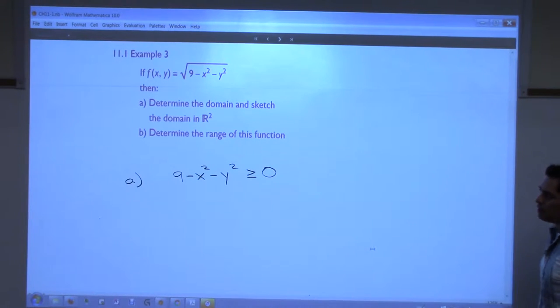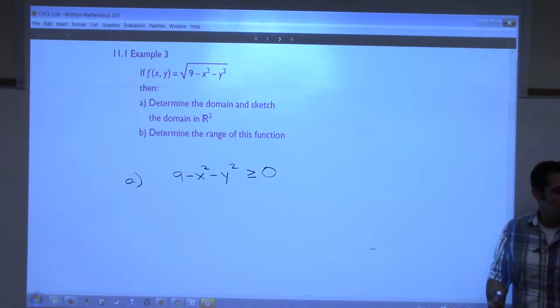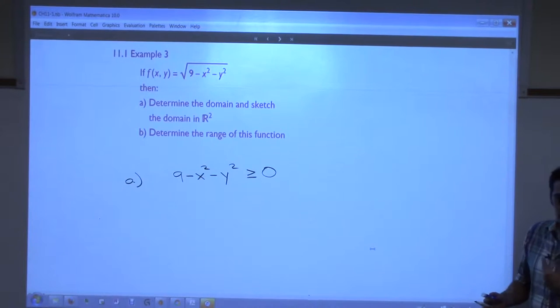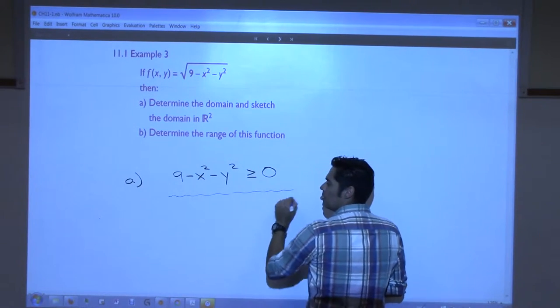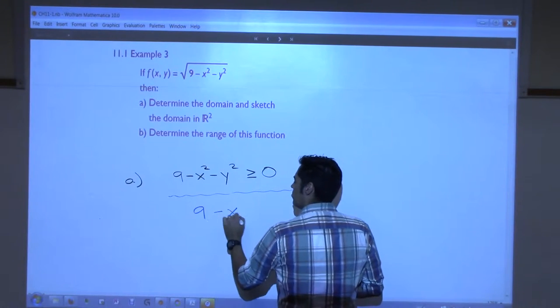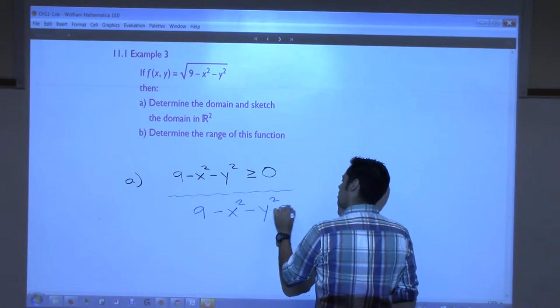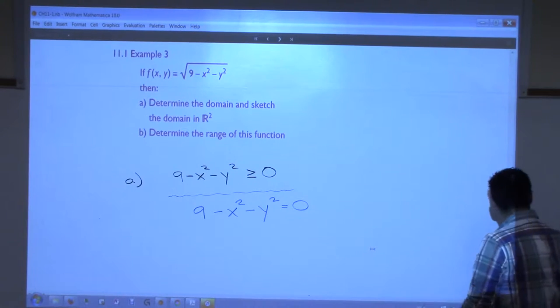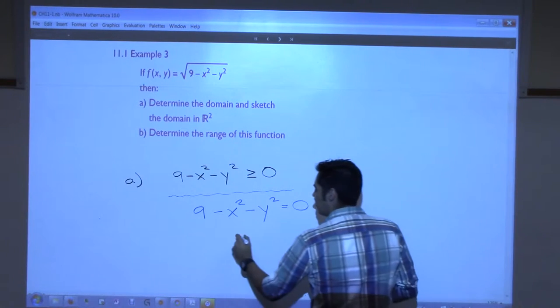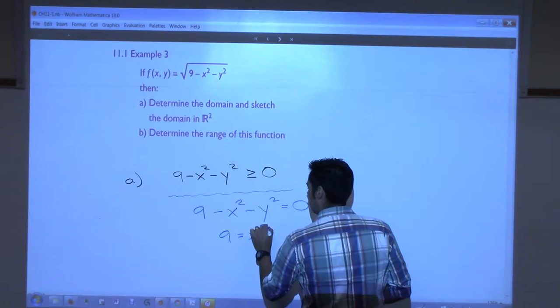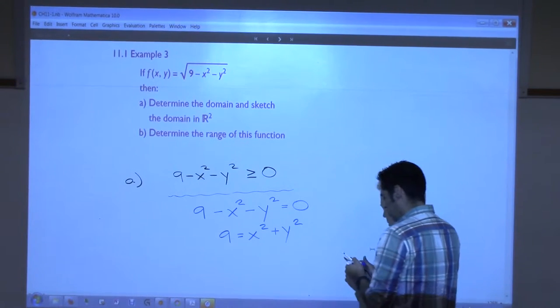This again is a nonlinear inequality. Right? How in the world am I going to figure out what that looks like? Well, I like to go back to the notion that we don't like inequalities, but equalities we're more comfortable with. So change this into an equality. This would be 9 minus x squared minus y squared equals 0, right? Anybody want to tell me what that is? It's a circle of radius 3.